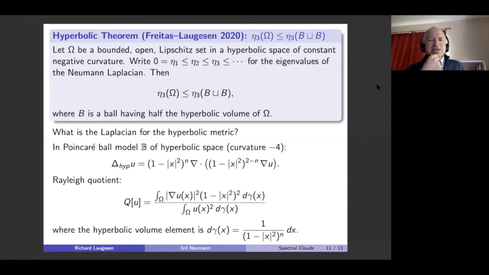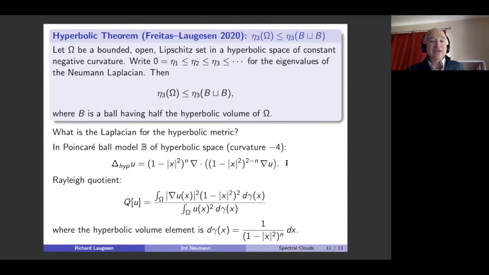So what is the Laplacian for the hyperbolic metric? You apply the formulas from Riemannian geometry. I know not everybody is, well, I suppose this is a spectral geometry seminar, so maybe everybody is familiar with the hyperbolic metric. But in the ball model, you just take 1 over 1 minus |x|^2, put it in the denominator and square it, and then multiply that by the Euclidean metric. And that gives you your hyperbolic metric on the ball. So in particular, the distance from the origin of the ball to the boundary of the unit ball is infinite in the hyperbolic metric.